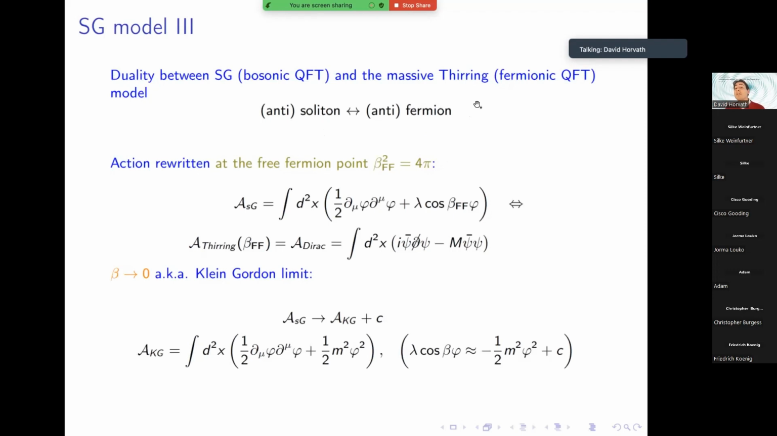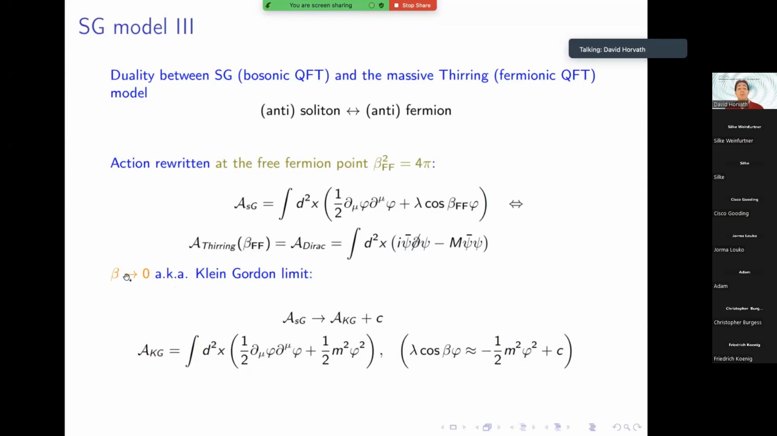On the side of the Thirring theory, you can see that at this specific value of beta, the interaction term vanishes and the theory becomes just a theory of Dirac fermions. So in other words, the free Dirac theory is incorporated in the parameter range of the sine-Gordon model. It's quite a nice thing. But there is another free theory in the parameter range of the model, namely the Klein-Gordon model. I think it's much more obvious.